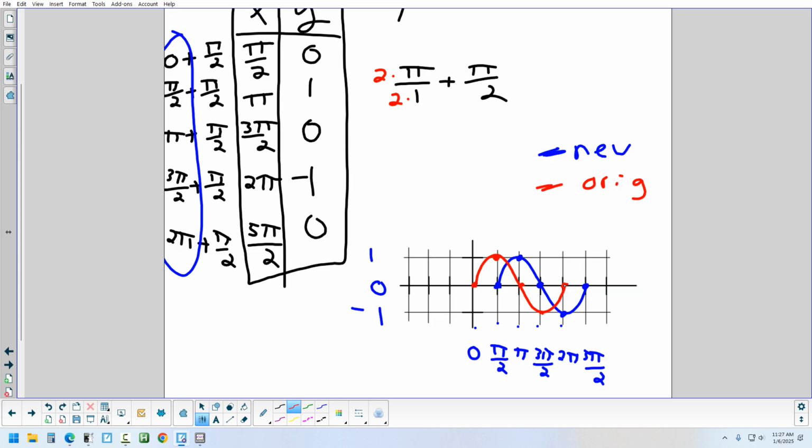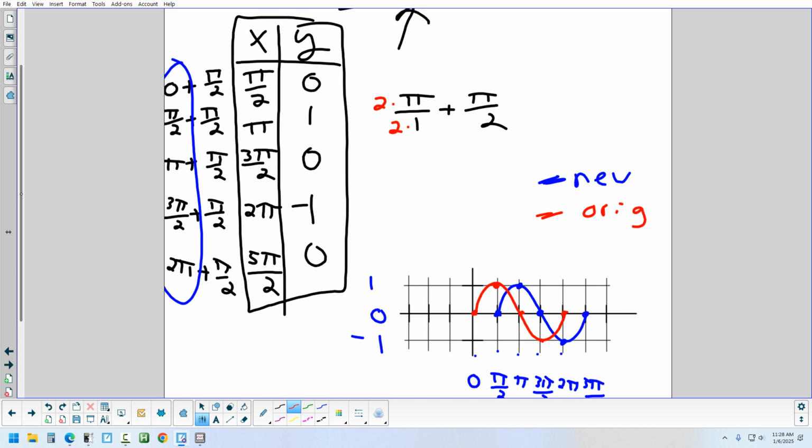And that is a phase shift by 90 degrees, or pi over 2 radians. Any question on the table or the sketch? So 10 points for the table, 2 points for the sketch. This whole thing is worth 12 points right there.